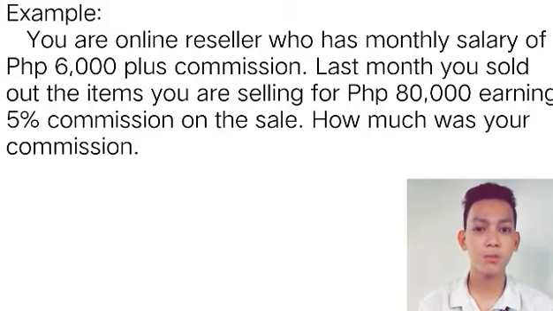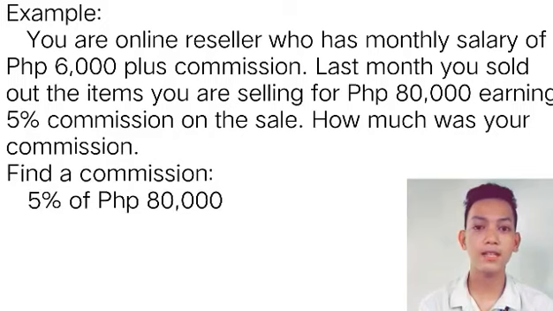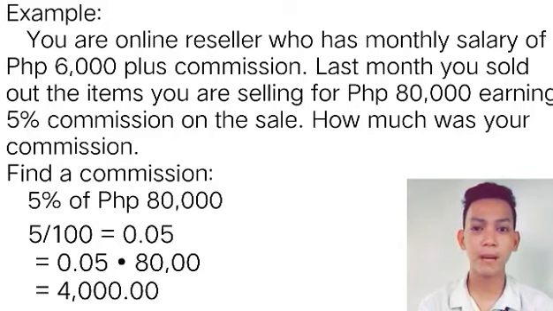So, find the commission, 5% of 80,000 pesos. All you have to do is convert 5% into decimal. So, 5 divided by 100 is equal to 0.05. Then multiply it to 80,000. 0.05 times 80,000 is equal to 4,000.